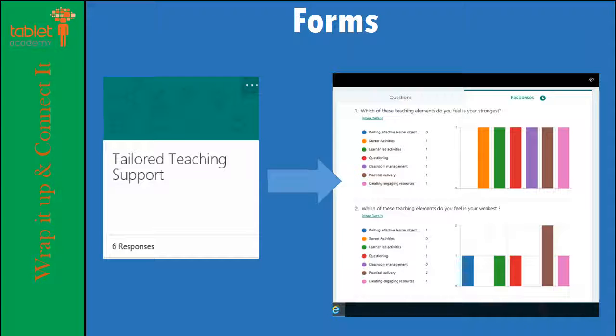From this, it allowed me to match them up. So I was quite fortunate that I got quite an even spread of results. So the people that were strong with questioning matched up with the people that were weak at questioning, and so forth. That was really good.